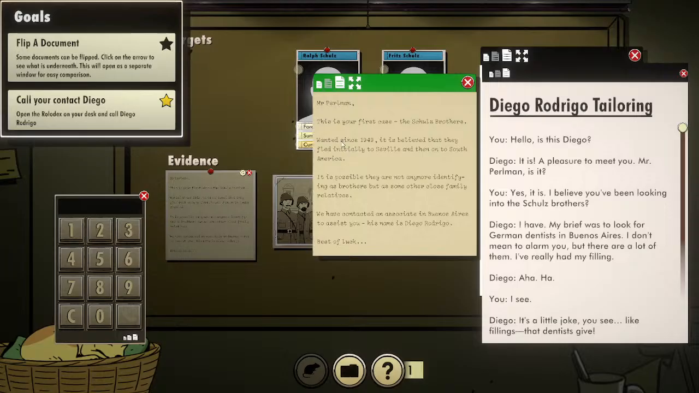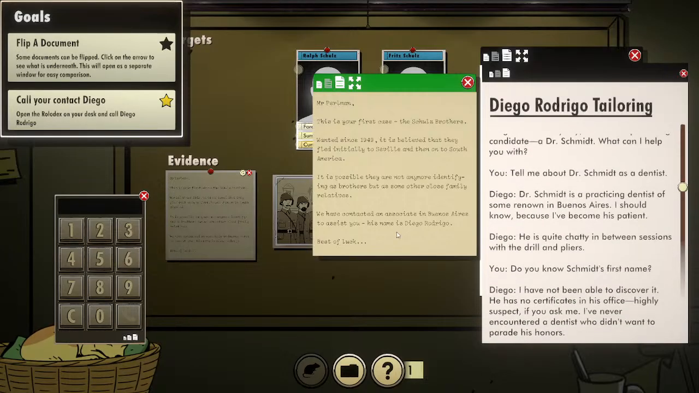The Schultz brothers, wanted since 1949. It's believed that they fled initially to Seville and then on to South America. It's possible they're not any more identifying as brothers, but as some other close family relations, such as cousins. We have contacted an associate in Buenos Aires to assist you. His name is Diego.